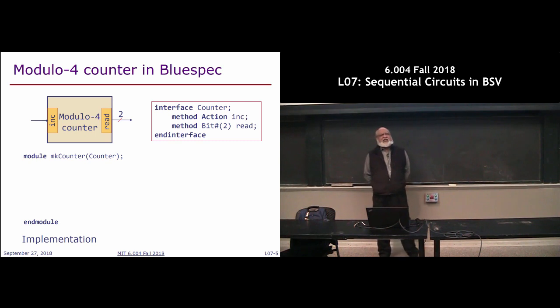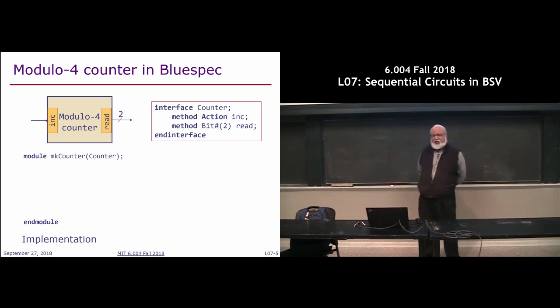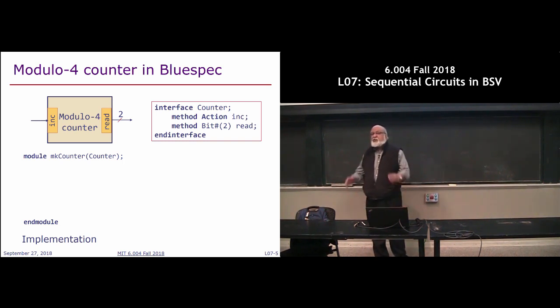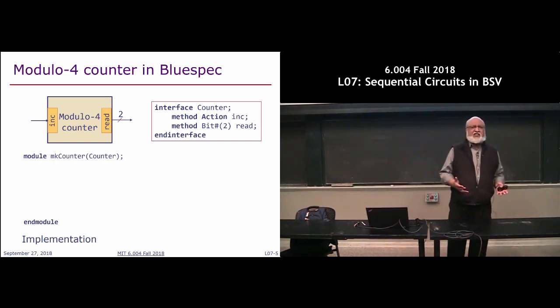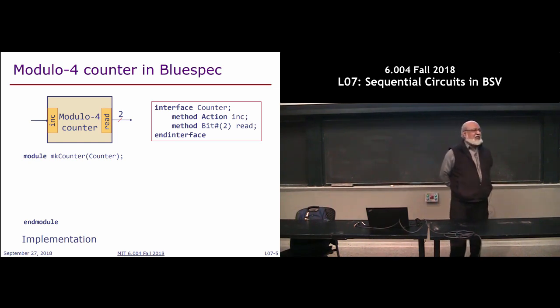So let's see how we might write this module in BlueSpec. Now I'm talking of the implementation of this interface. By convention, you can use whatever name you want, but we often use mkCounter. And you have to specify the type of entity you are creating. What type of entity are we creating? A counter. Counter is that interface definition.